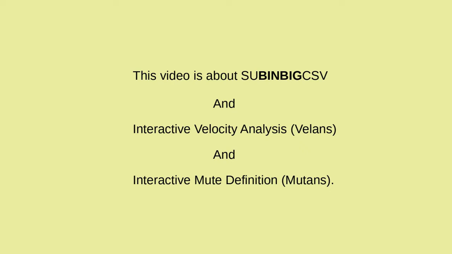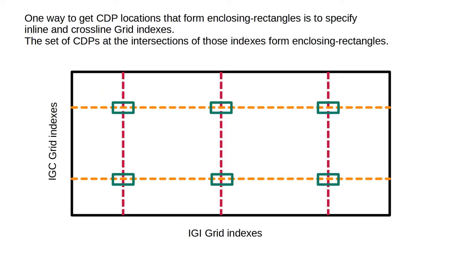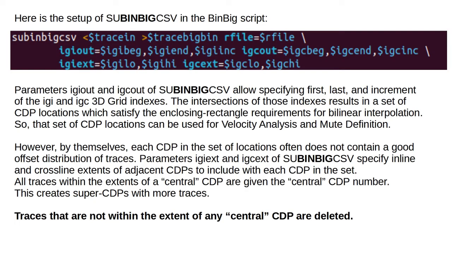Multiple Seismic Unix programs for 3D use bilinear interpolation. And bilinear interpolation requires specifying functions at locations which form enclosing rectangles. See my video on bilinear interpolation for details. One way to get enclosing rectangles is to specify inline and crossline indexes. The intersection of those indexes form enclosing rectangles.